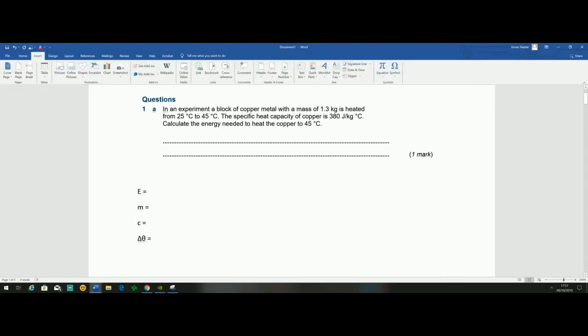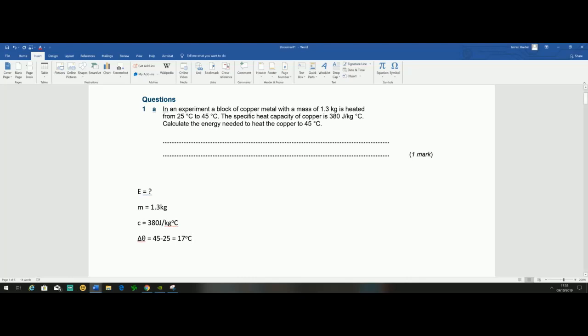Okay, so I'm using Andrea's method, EMC, and I've written delta theta here just so that you get used to seeing that. Delta theta basically means change in temperature. So what I'm going to do is look at the question and fill it in. Firstly it says calculate the energy, so that's going to be my question mark.